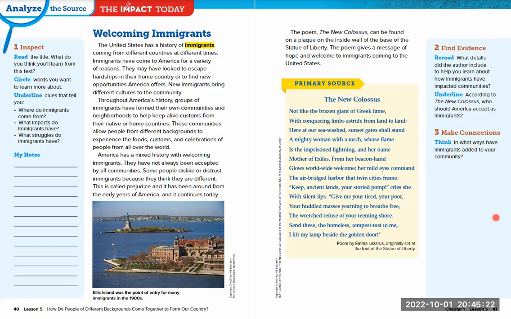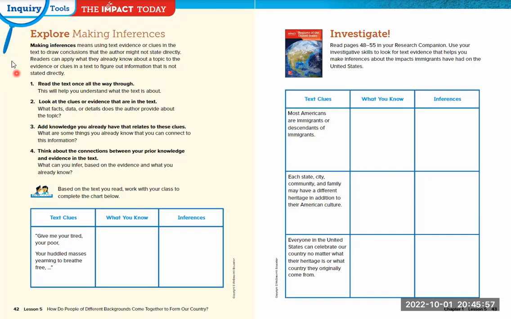You can go ahead and write it right down here as well, or if you still have space in my notes area, you can go ahead and write it there. When you're ready, we can begin page 42. We are now on page 42, where we're going to be reading the instructions first to make inferences.